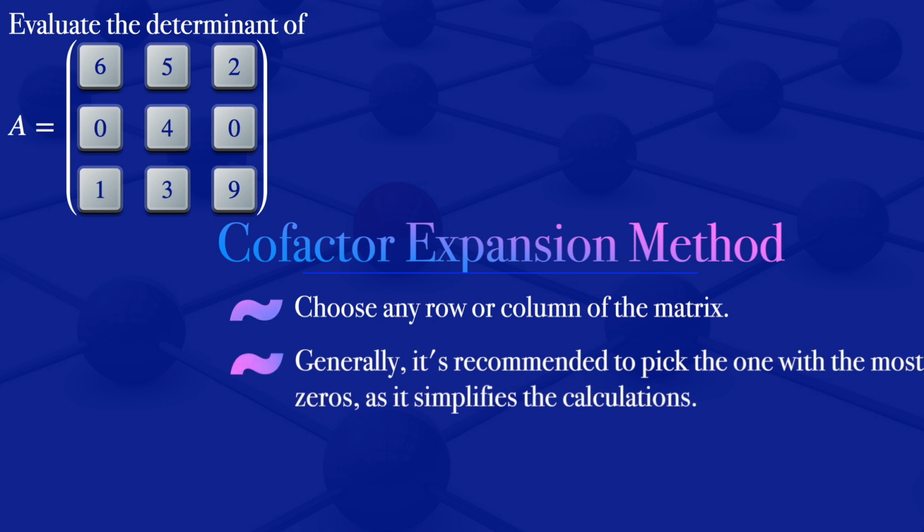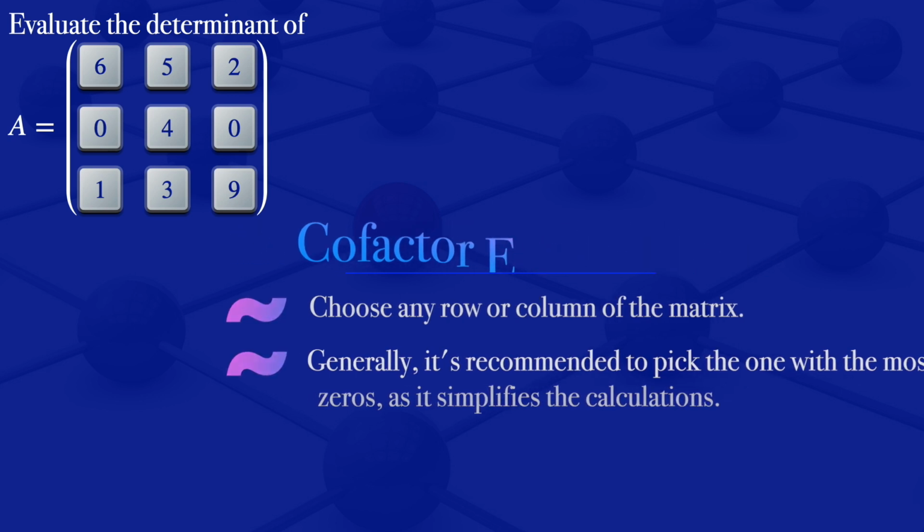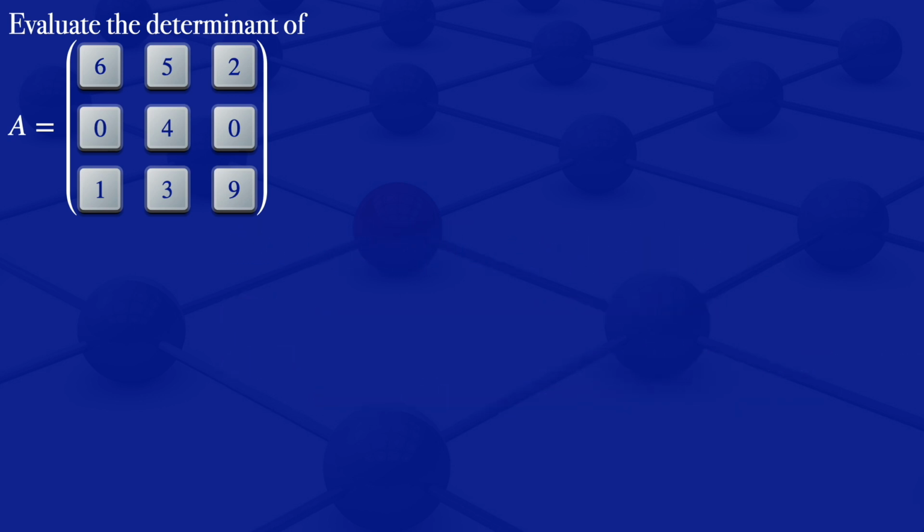Generally, it is recommended to pick a row or column with the most number of zeros as it simplifies the calculations. So in this case, we see that row number 2 there has the most number of zeros, it has 2 zeros, so it will be convenient to expand using row number 2. The next step is now to look at the sign factor.